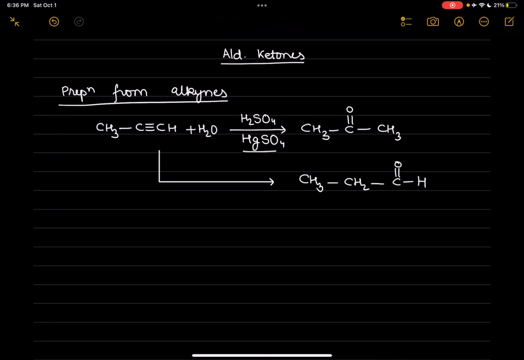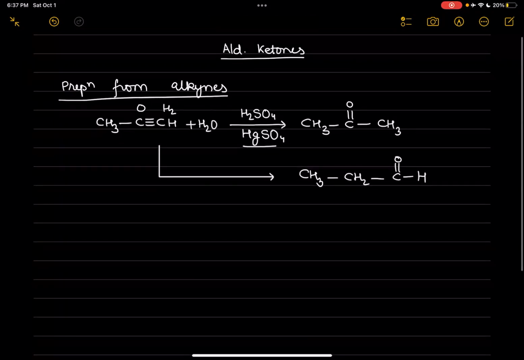Is it clear? This is Markovnikov addition of water. And Markovnikov means H you are going to put here and O you are going to put here. Is it clear? Yes, sir. Markovnikov addition of water, right? And how can you do the anti-Markovnikov addition? This is Markovnikov addition.